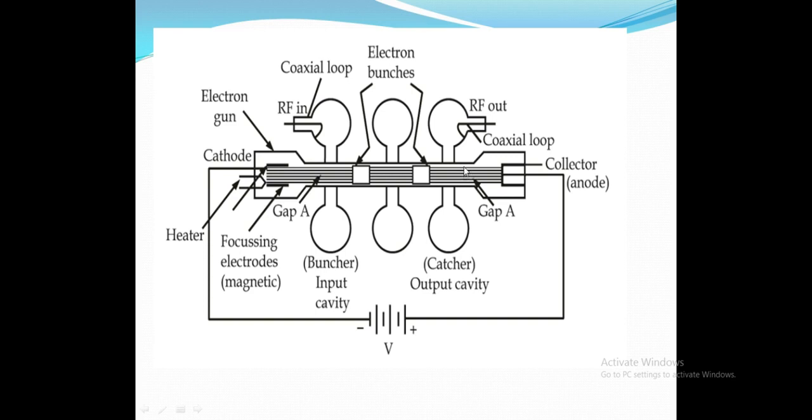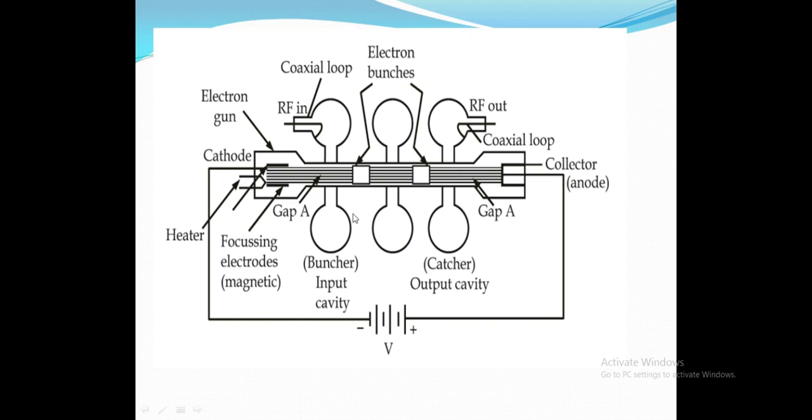So there are two cavities known as the buncher and catcher cavity. The buncher cavity is the input cavity, and the catcher cavity is the output cavity. Between the cavities, around the glass envelope, a magnet is used in order to keep the electron beam in the center. At the end there is an anode that is kept at a positive potential with respect to the cathode and is used to attract the electrons emitted from the cathode.